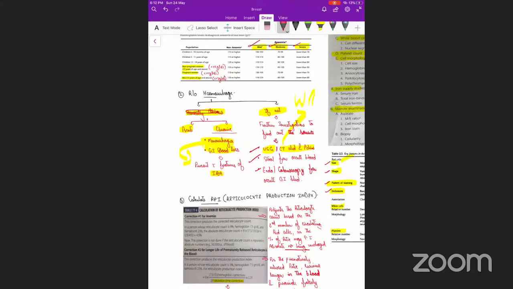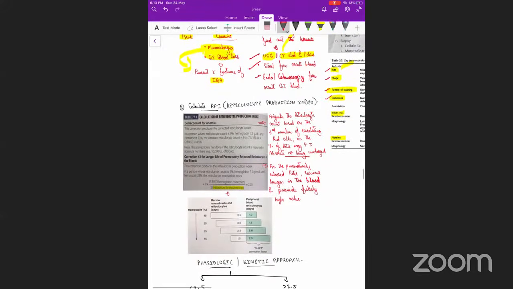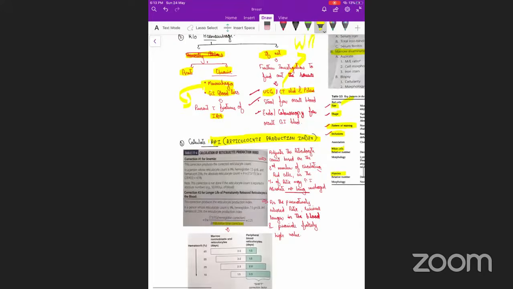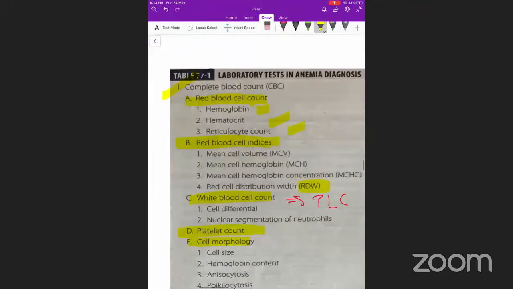So first step was to confirm anemia. Second step, we ruled out hemorrhage. Third, we calculate something called the reticulocyte production index, RPI. Okay, so this is important. How is this different from the normal reticulocyte count? What we get in our lab is the reticulocyte count. From this, we need to calculate RPI. Why do we do this? Anyone?